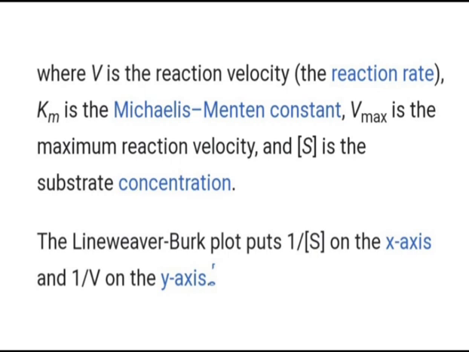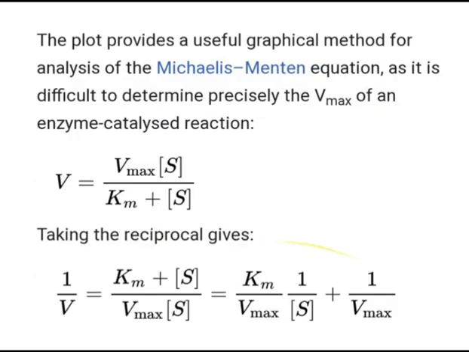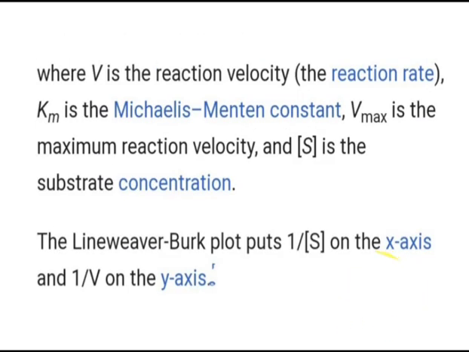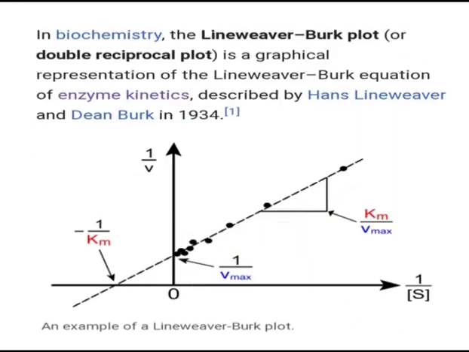Now the Lineweaver-Burk plot is drawn by plotting on the x-axis the reciprocal of substrate concentration, 1 upon substrate concentration, and on the y-axis 1 upon V. So here see we have an equation. This term goes on the y-axis. The next term Km upon Vmax is the slope. 1 upon concentration of substrate is the x term, and 1 upon Vmax is the intercept. So now we have all the points.